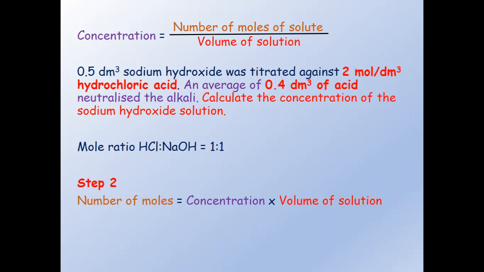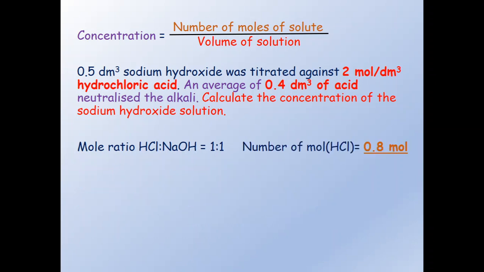Now we just have to plug the numbers from the question into the equation at the bottom. So we get 2 mol/dm³ times 0.4 dm³, and this gives us a number of moles of 0.8. So now we know the number of moles for hydrochloric acid is 0.8.